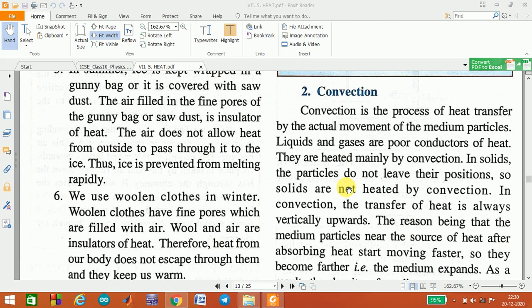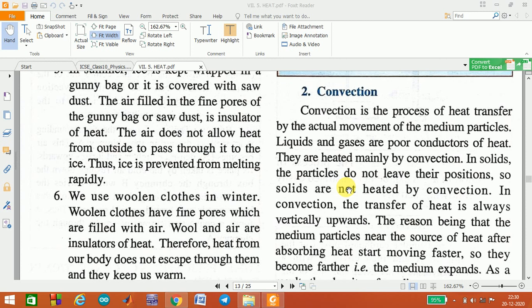So, in the previous class, we discussed conduction, which is a process of transfer of heat, and the second process of transfer of heat is convection. Okay. So today we will discuss convection. Convection is a process of heat transfer by the actual movement of medium particles. In case of conduction, there is no movement of the particles, but in case of convection there should be an actual movement of the medium particles.